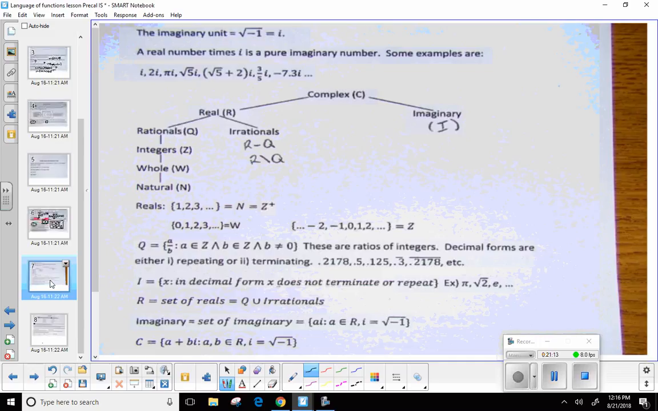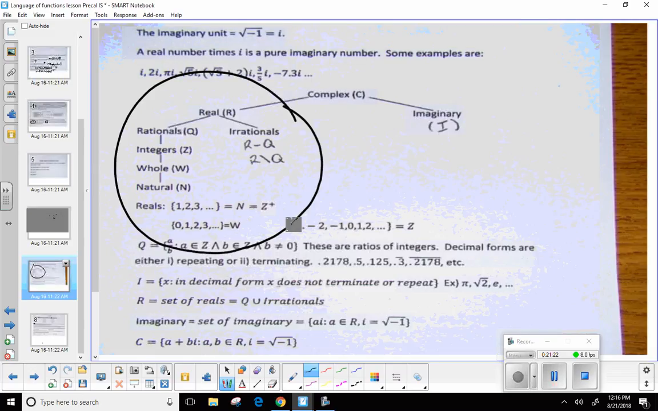Okay. So up to now, this is probably the one you've been working with. Some of you may have gone a little further and expanded it. But up till now, you've said everything is real, correct? Well, what two groups make up the reals? The rationals and the irrationals. Okay, so if a number is irrational, it has no subgroups, no subsets. So we stop there. If it's rational, then it could be an integer, whole number, or a natural number.